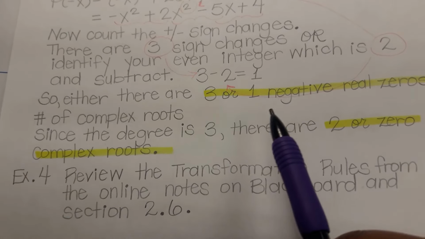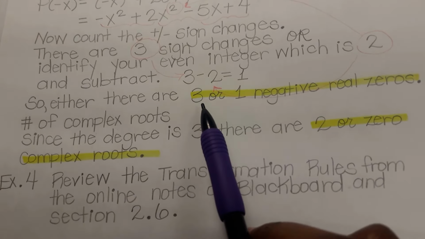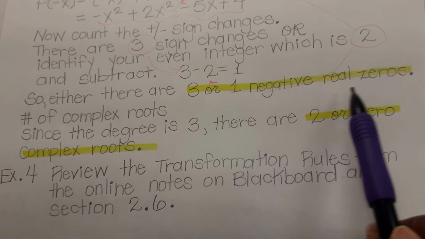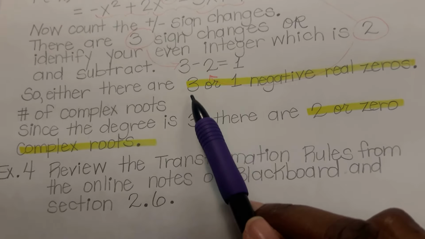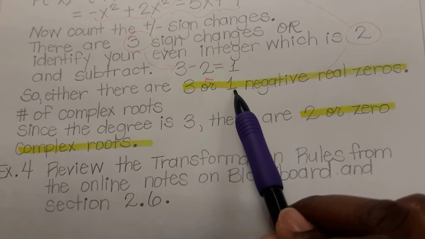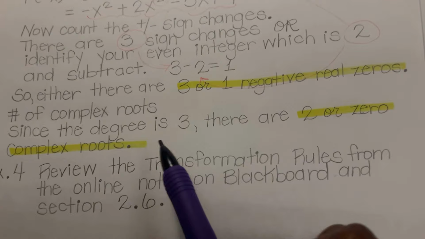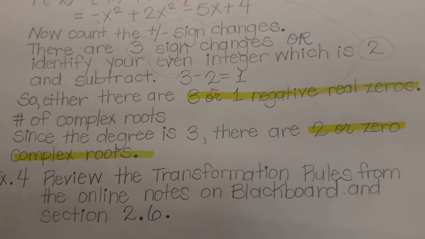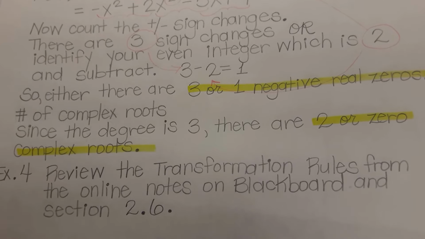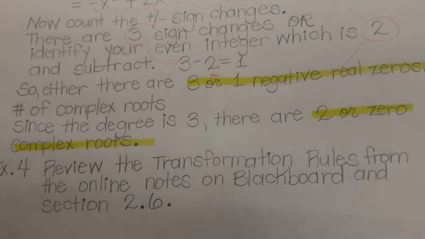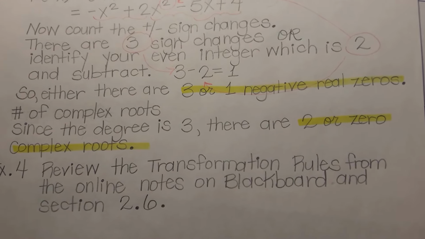So since I have a degree of 3, there are 2 or 0 complex roots. And the reason why is because if I have 3 negative real zeros, that means I have no complex numbers. Because again, my degree is 3. So 3 minus 3 gives me 0. But if I have only 1 negative real zero, that means 3 minus 1 will give me 2 complex roots. So for our answer, we want to say we have 2 or 0.